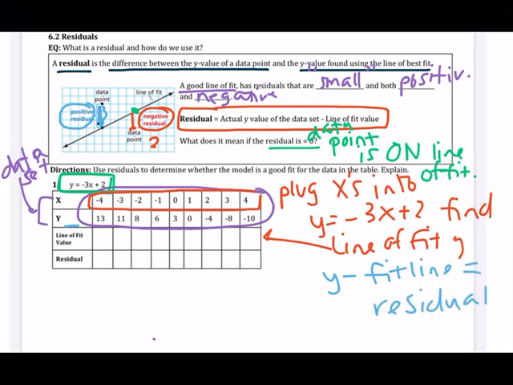So the very first thing we're going to do, we're going to plug each of those x's, -4, -3, -2, -1, 0, 1, 2, 3, 4, into our equation, y equals -3x plus 2. That's going to give us this part of the table here. Then we're going to subtract the actual y minus the fit line y to fill in our residuals. And then we're going to analyze, based on those residuals, is this a good line of fit?